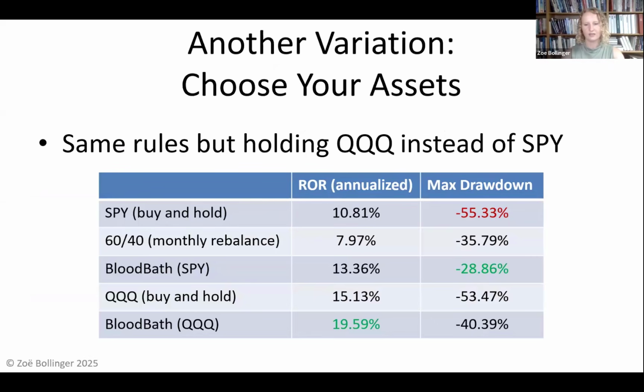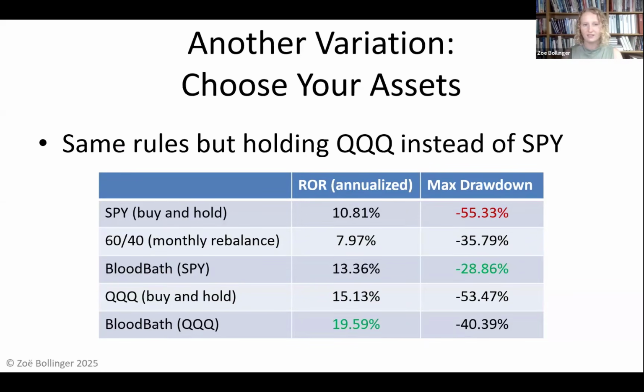So another way that you can look at making adjustments to a system like this is kind of stacking different assets. Different assets have different characteristics. What if instead of doing the S&P 500, using all the same rules, we do the NASDAQ 1000? We're using the QQQ ETF. And I said the NASDAQ 1000, but I meant the NASDAQ 100.